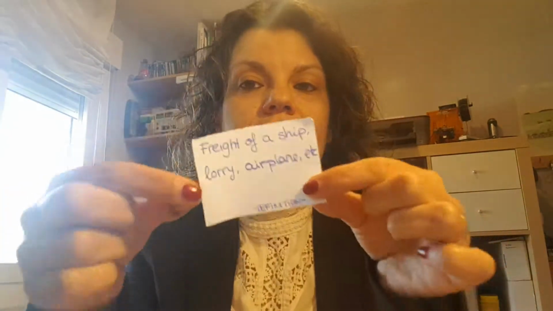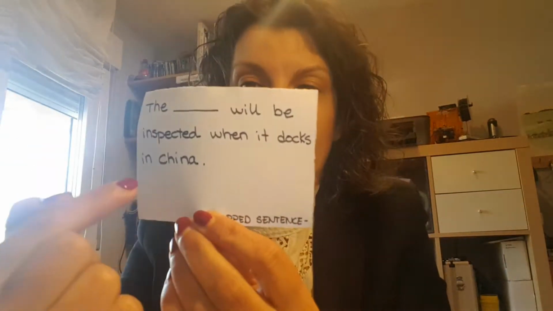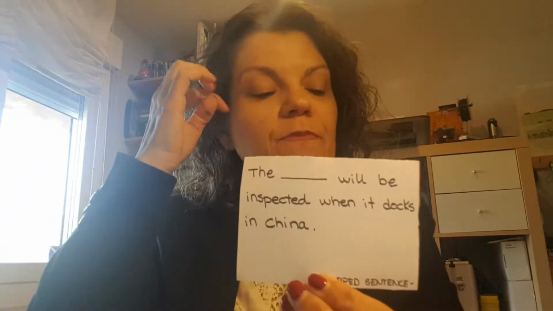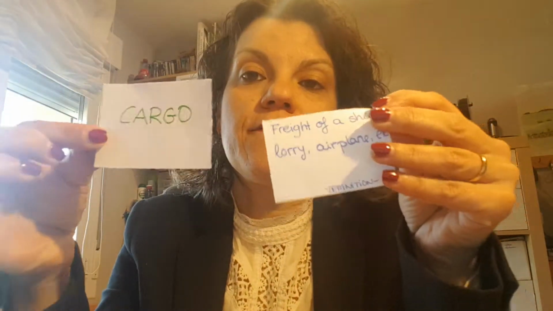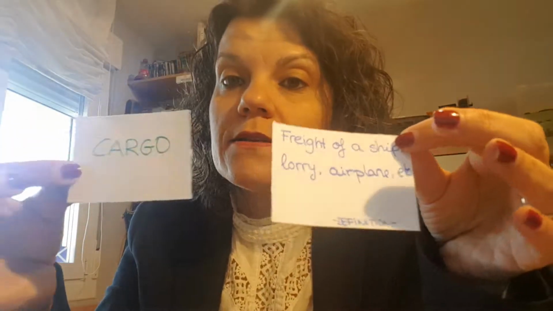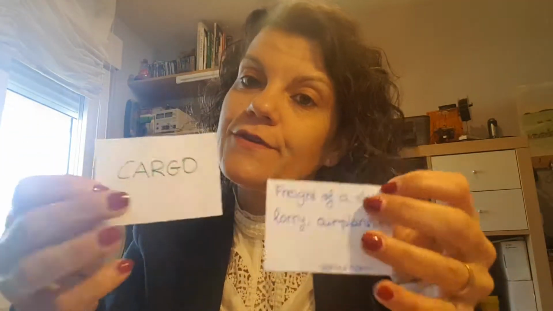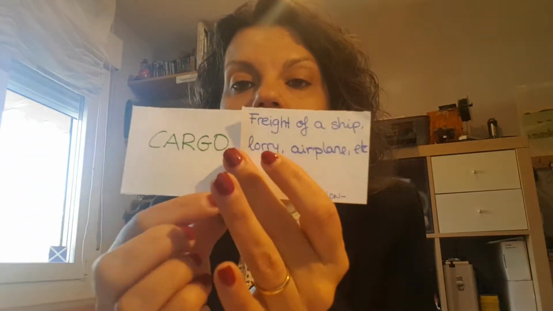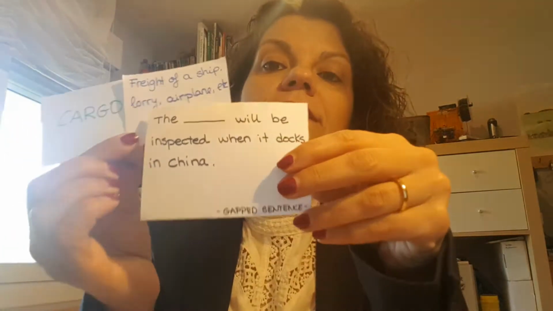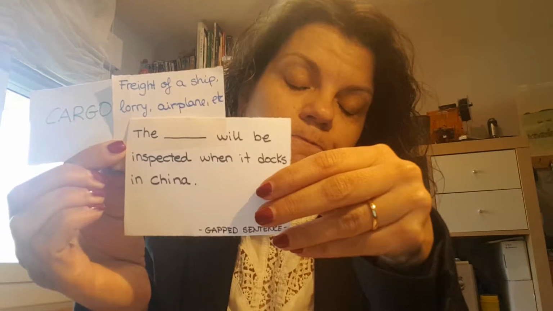They get the word on a card, they get a definition, and they also get a gapped sentence. There is a sentence with a gap. So what they have to do is find the right definition for each word, because I hand them 30 cards jumbled, so they have to match the word with its definition and then fit the right word into the right sentence.